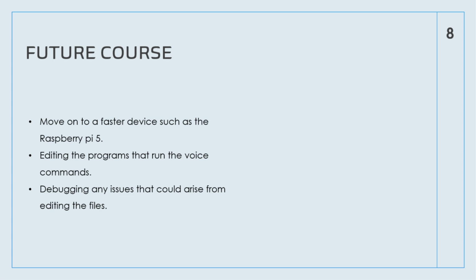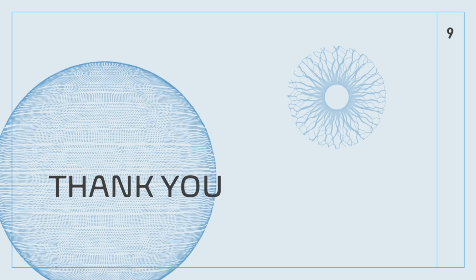We want to move on to a faster device such as the Raspberry Pi 5 once everything is put together and we know it's working as intended. Then my job will be adding some new programs to make sure it runs reliably, and then debugging anything that arises from any of these files, which in this case can be very delicate. And that is all I have to say. Thank you.